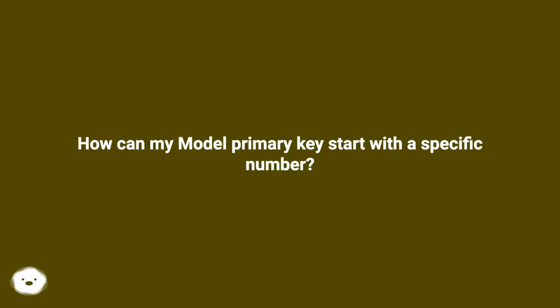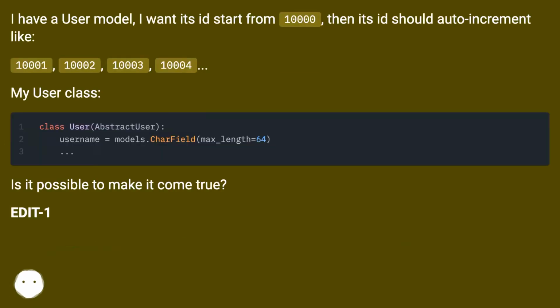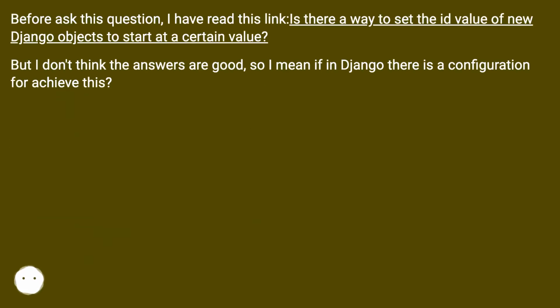How can my model primary key start with a specific number? Before asking this question, I have read this link: Is there a way to set the id value of new Django objects to start at a certain value? But I don't think the answers are good, so I mean, is there a configuration in Django to achieve this?